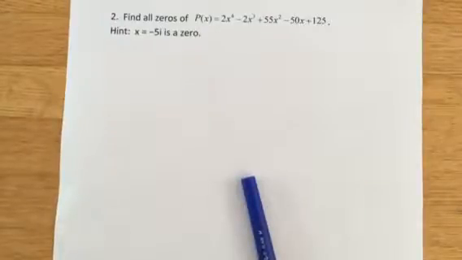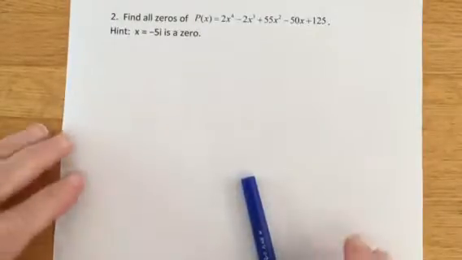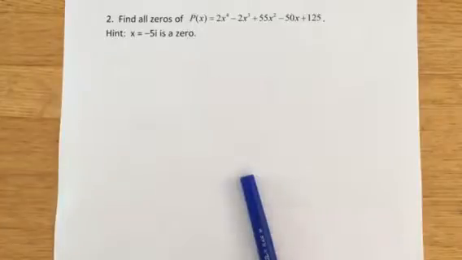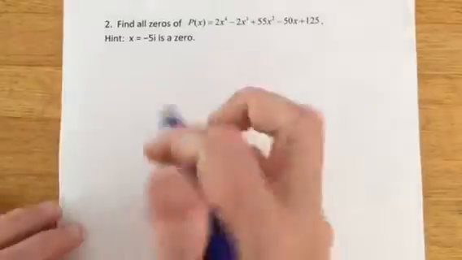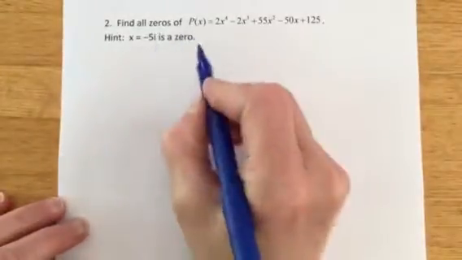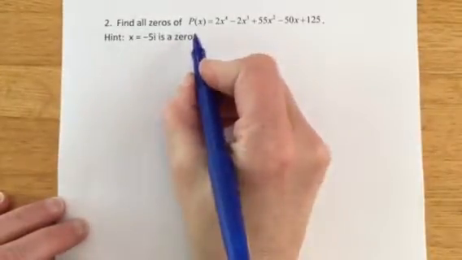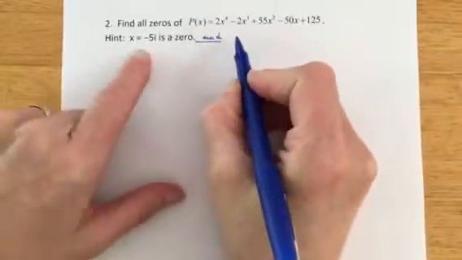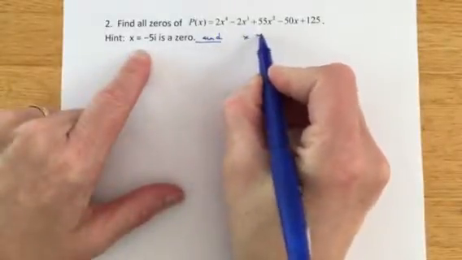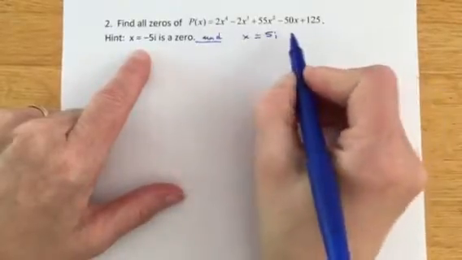Okay, so here's a similar problem. Again, it's a degree 4 polynomial, and we're looking to find all the zeros. Again, we're given a hint that negative 5i is a 0. So we'll divide out the factor. Keep in mind, we also know then for free that if negative 5i is a 0, then x equal to positive 5i is also a 0.